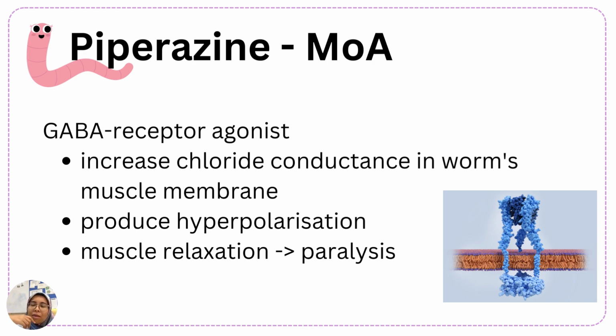Chloride conductance where? In the worm, in the parasite's muscle membrane. And this leads to hyperpolarization, and hyperpolarization leads to muscle relaxation and paralysis. So when it is paralyzed, it cannot move, and the animal will die.